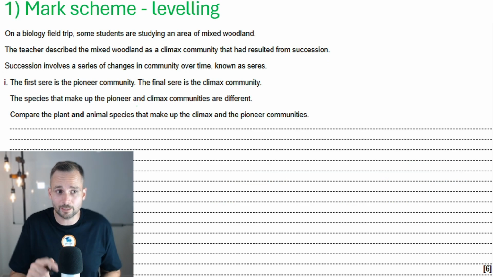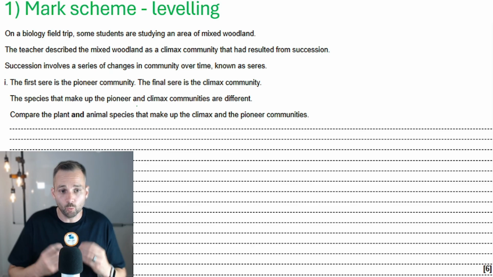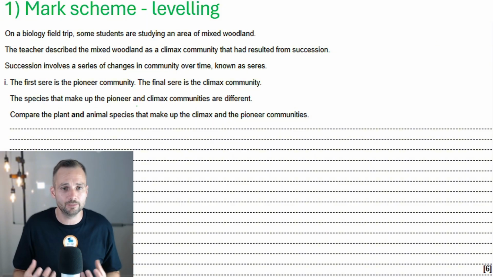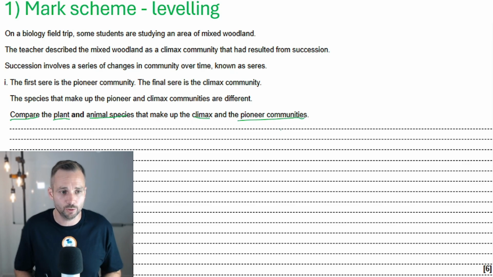Now, if I could teach you one thing, it would be how to level. So with the 6 markers, students generally think you say 6 marks, you say 6 things, but that's not how it works. Even at GCSE, especially at A level. What we have to be good at is understanding that we're answering the whole question, and to get in that higher level, you have to answer all aspects of the question. So if you look here, this question is saying compare, which means similarities and differences between plant and animal species that make up a climax and a pioneer community. Okay, that means if you don't talk about both plants and animals and the climax and the pioneer community, you will only be put in one of the lower levels.